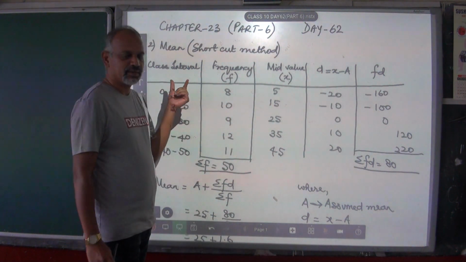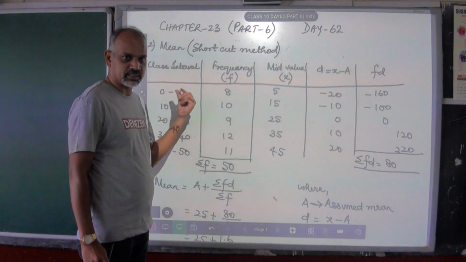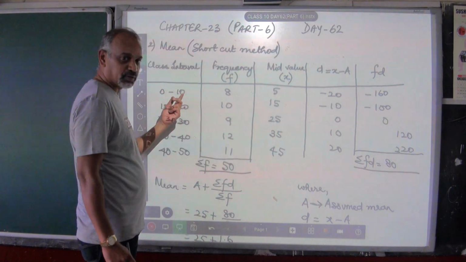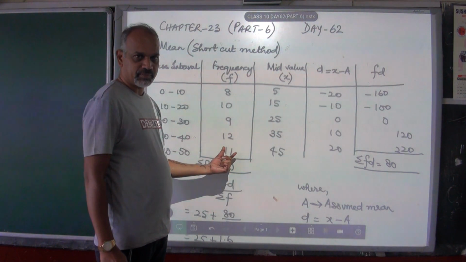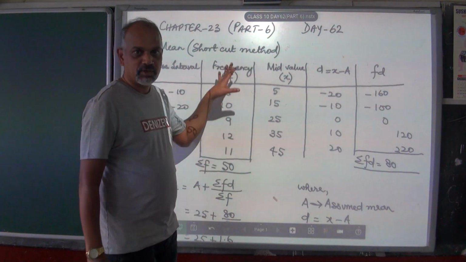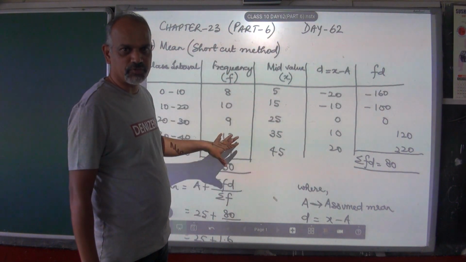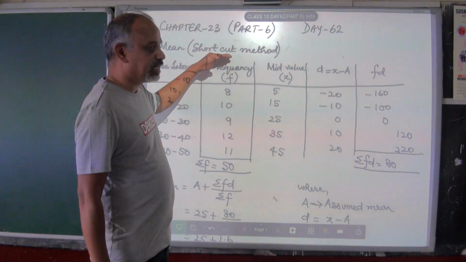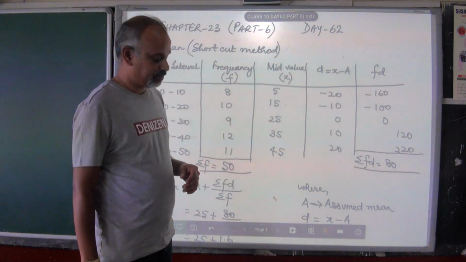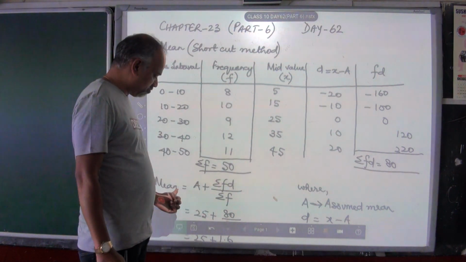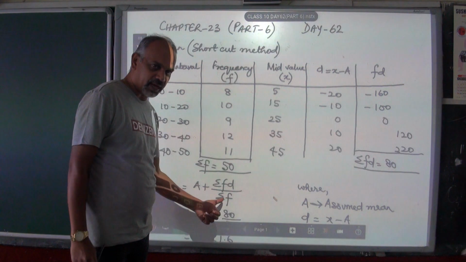The data that will be given are class intervals and frequency. It is the same data which I solved in the previous class. There are class intervals starting from 0 to 10 up to 40 to 50, and these are the respective frequencies which are given. Whichever method you use, you have to know the formula for that particular method. In the direct method, the formula for mean was sigma fx by sigma f. Now the mean formula is mean is equal to A plus sigma fd by sigma f.